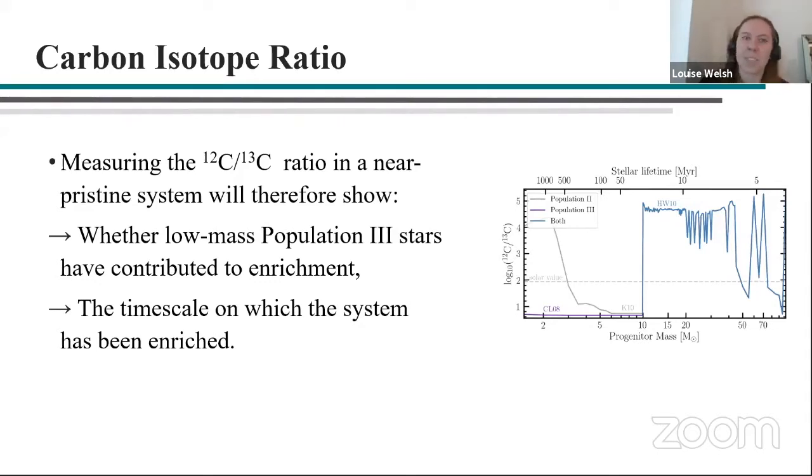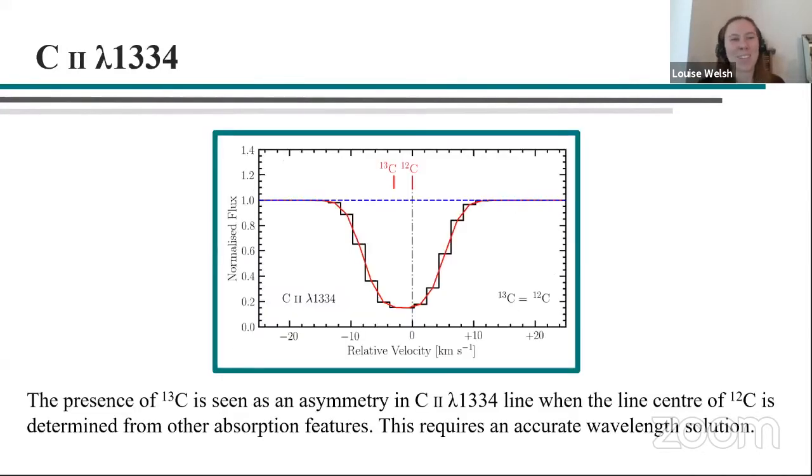And so now I'm going to focus entirely on the carbon-2 line at 1334 angstroms, where here I'm showing you a model absorption profile for a system that has equal amounts of carbon-12 and carbon-13.